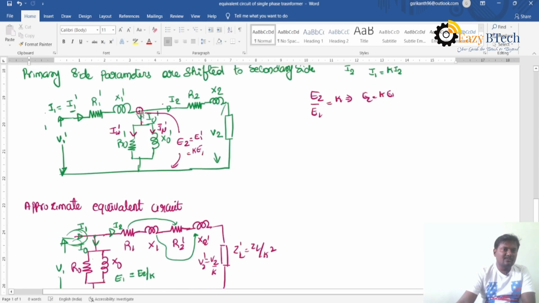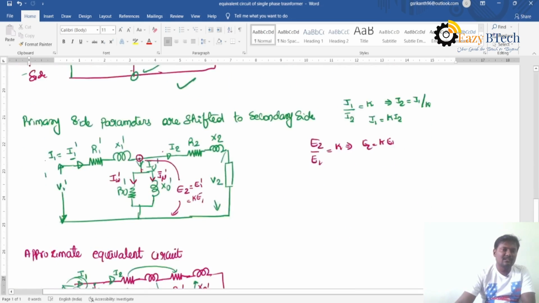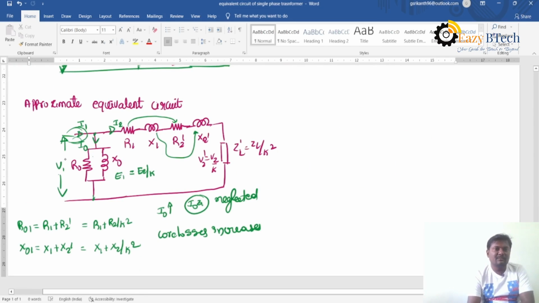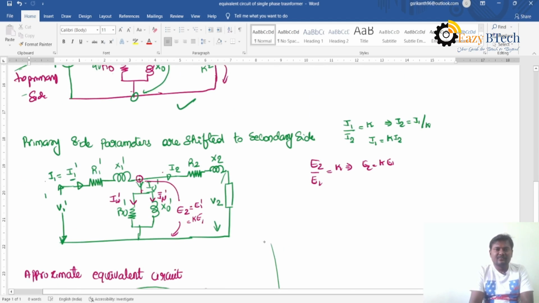In this circuit, if you observe, suppose I am applying 10 volts and, let us assume, 1 volt will be dropped across this R1 and X1 combination. The remaining 9 volts will be applied across the no load branch. But here if I am applying 10 volts, the entire 10 volts will be applied across this no load branch, 10 divided by some impedance. As the voltage increases, the I0 value also increases and the core losses also increase. So that is the assumption.